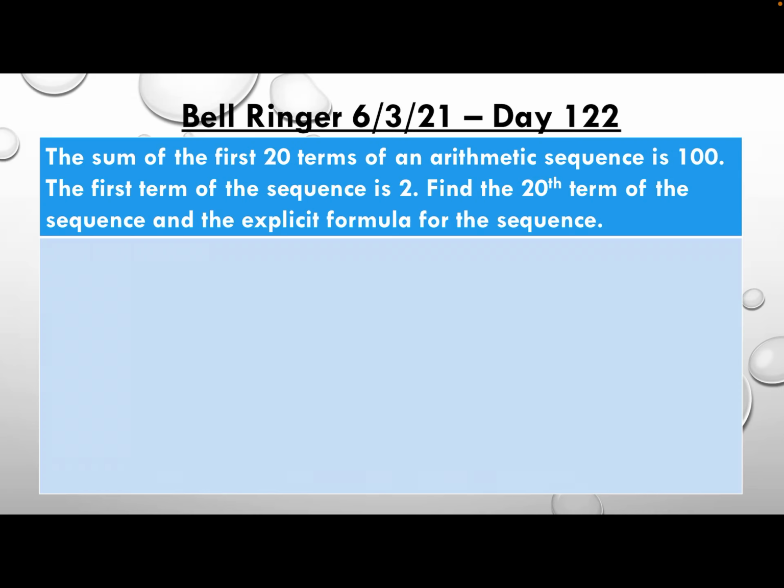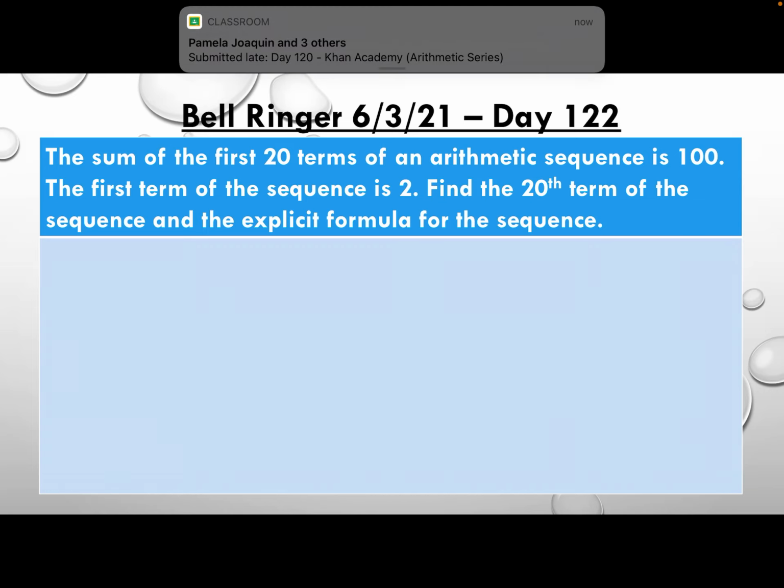But before that, as usual, in case the bell ringer was not covered in class, we will go over it right now. So the sum of the first 20 terms of an arithmetic sequence is 100. The first term of the sequence is 2. Find the 20th term of the sequence and the explicit formula for the sequence.